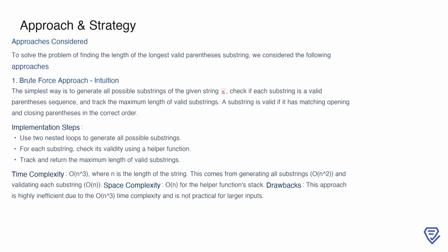However, while this approach is conceptually simple, it has significant drawbacks. Generating all substrings takes quadratic time, and checking each one for validity adds another layer of complexity, resulting in a time complexity of n cubed. This makes the method impractical for larger inputs, where efficiency is critical. Additionally, it requires extra space for the helper function stack, which further limits its utility.